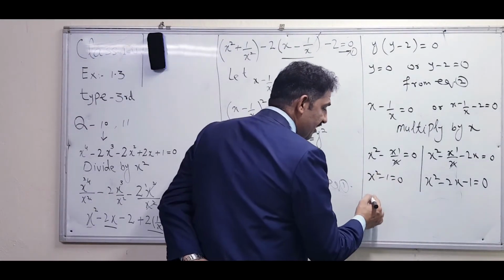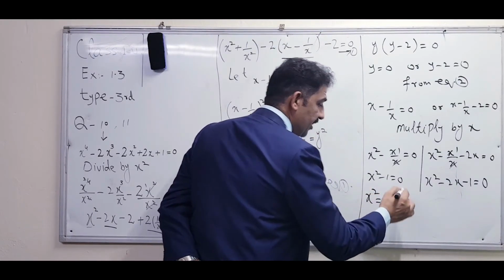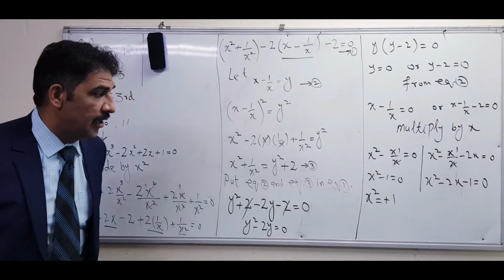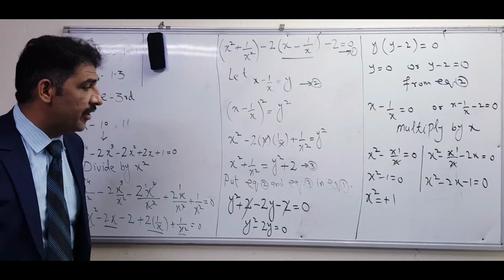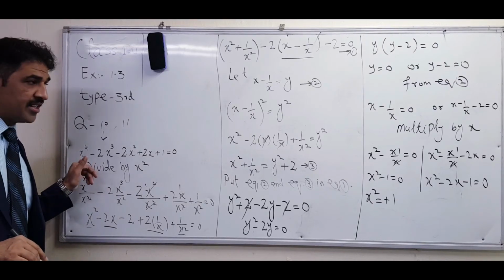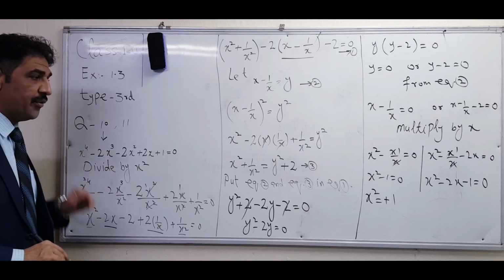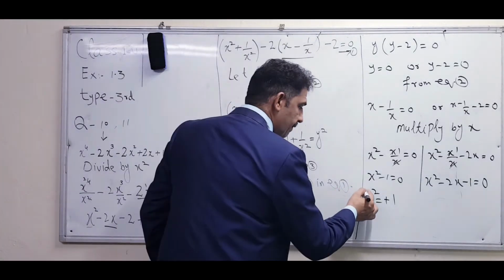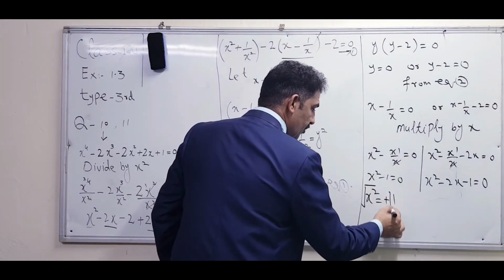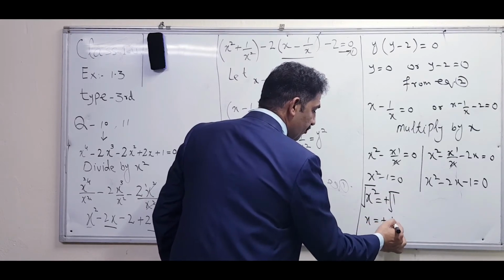Here what will we get as the result? x square goes to the other side, plus 1. We need to find the value of x. Because its exponent is equal to 4, it means that 4 answers will be possible. 4 answers compulsory. Exponent 4. Taking root here, square root on both sides. So x is equal to plus minus 1.